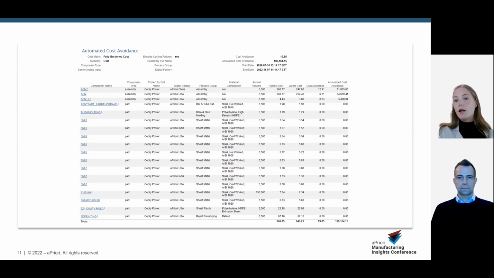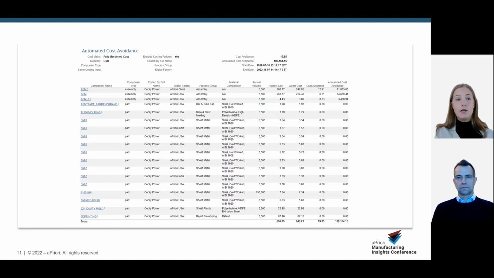Moving to automated aPriori solutions will expedite time to value, allowing aPriori to cover a greater percentage of your parts behind the scenes so that the design engineering team can focus on making improvements where they matter.